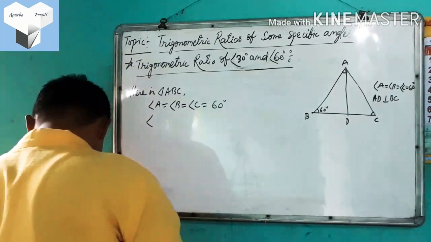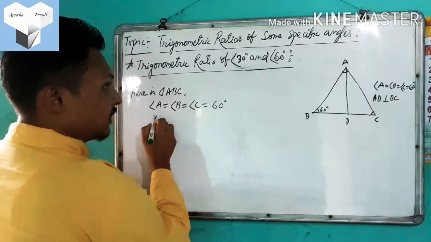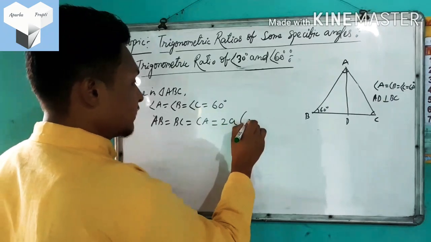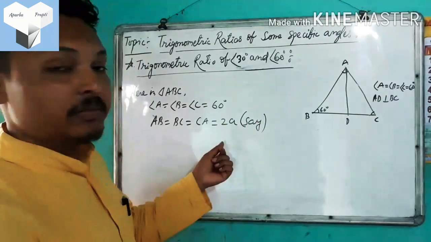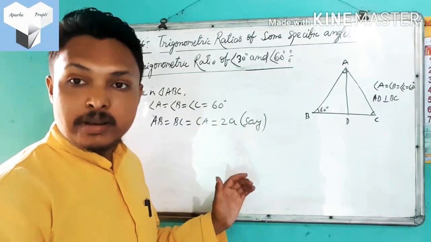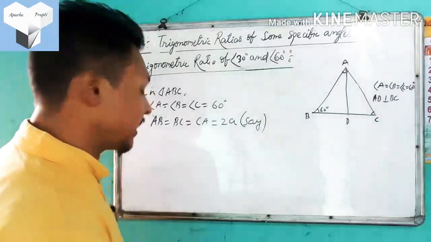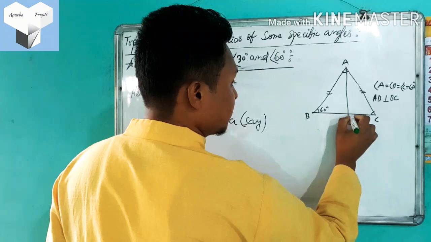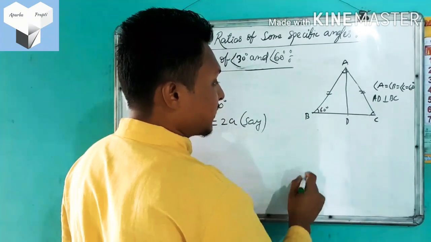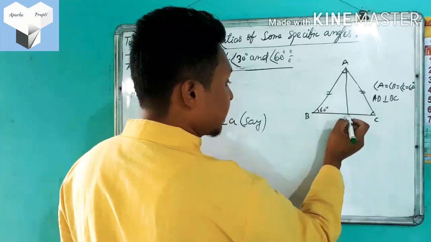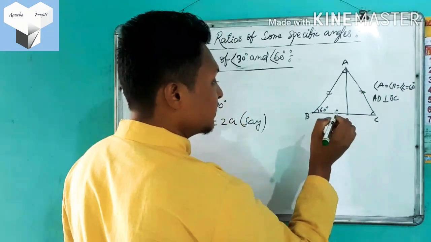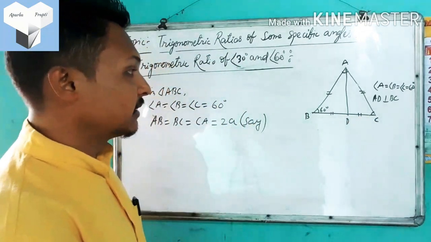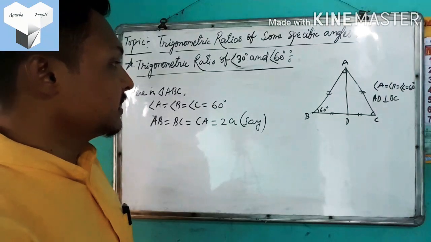And this is side AB is equal to BC is equal to CA is equal to twice A. That means we have taken the length of each side as twice A, for our convenience. That means the length of this side is the same as this side and this side, BC. Now AD is perpendicular to BC, and for which exactly this is the midpoint of this line BC, for which the lengths of BD and DC measure equal. Yes, I think you have understood this.